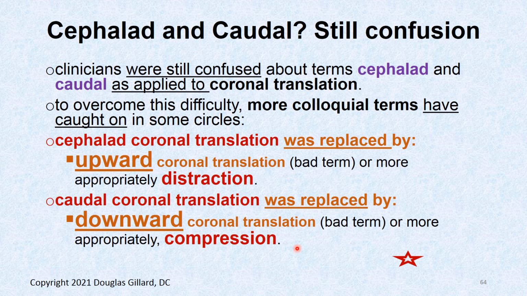Cephalad and caudal, some clinicians don't like that as well. They're still confused about those terms. So instead of cephalad or cranial, they use the word upward. And instead of caudal, they use the word downward. So you can have upward coronal translation, or you can have a downward coronal translation. All right, and a better word is distraction. An upward translation along the y-axis is best described as a distraction. And the same, a downward movement of a vertebra along the y-axis without any twisting is called a compression.